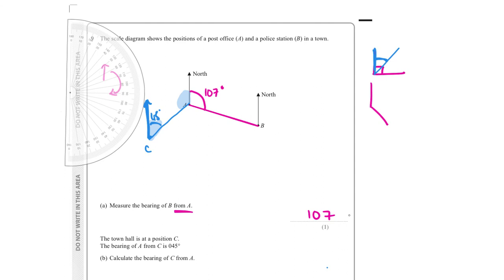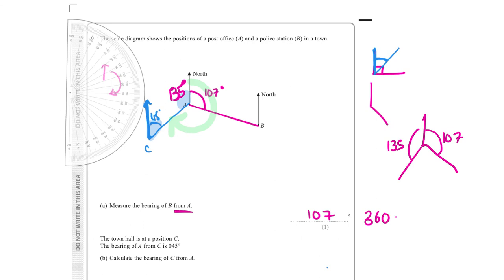So this is going to be 135 degrees, okay? Now, what's the bearing of C from A? So it means we start at A and we go all the way round to C. So it wants this angle here. So I know this is 135. I know this is 107. I'm able to find this last angle because we know that angles around a point add up to 360 degrees.